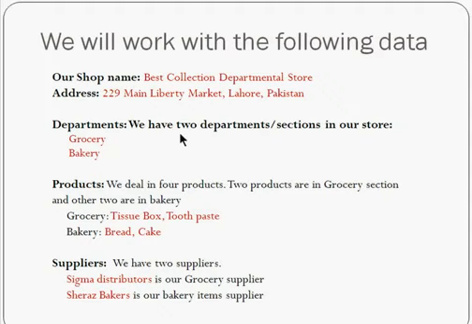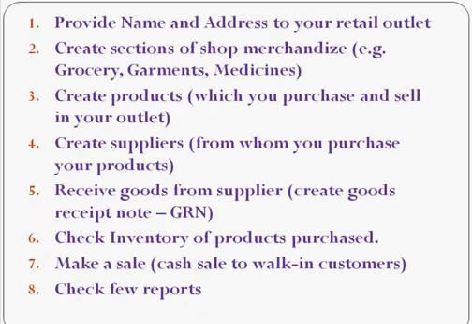Next, we will create two departments in our system, grocery and bakery. Then we will create four products, two in the grocery and two in the bakery. Next, we will create two suppliers, one for grocery and one for bakery items. Now we are ready to perform the basic retail cycle in Candela.